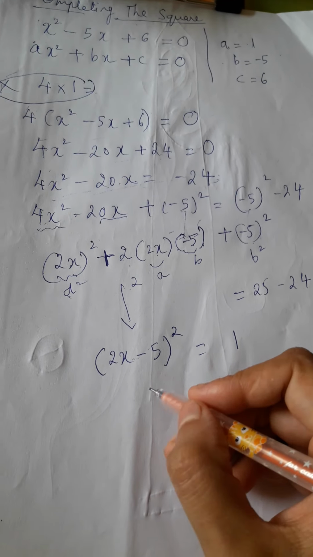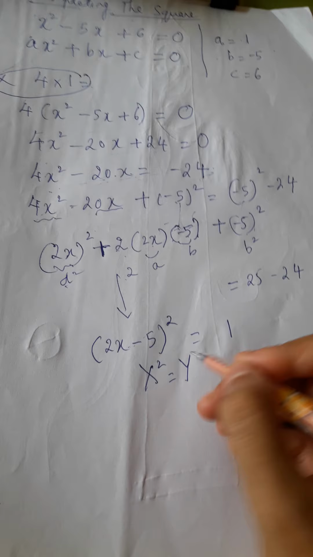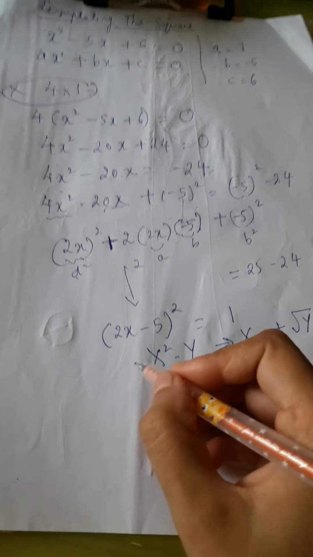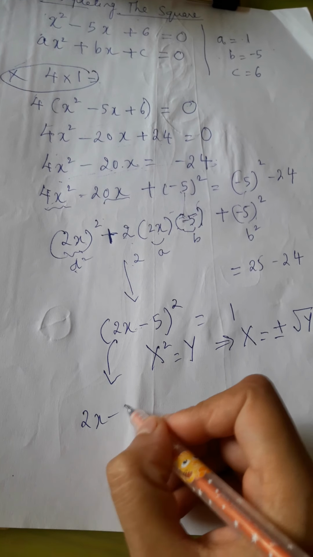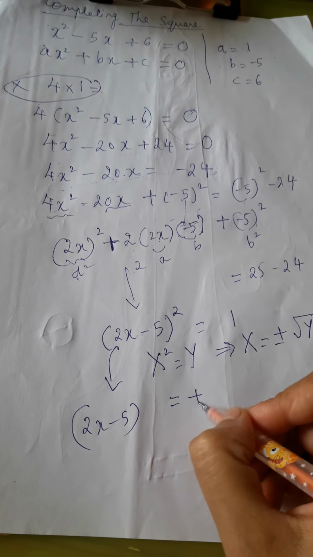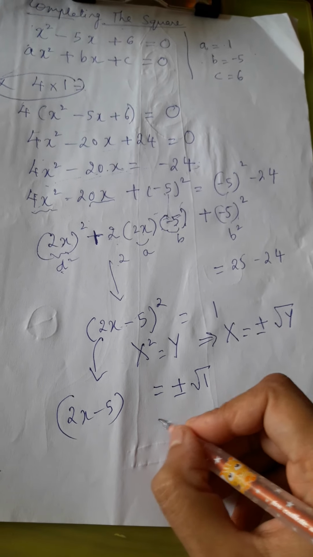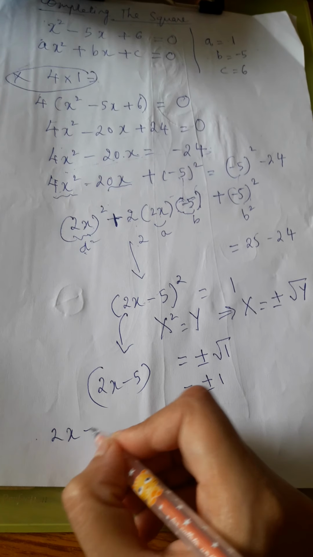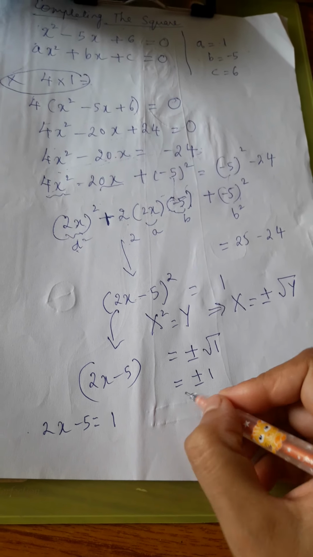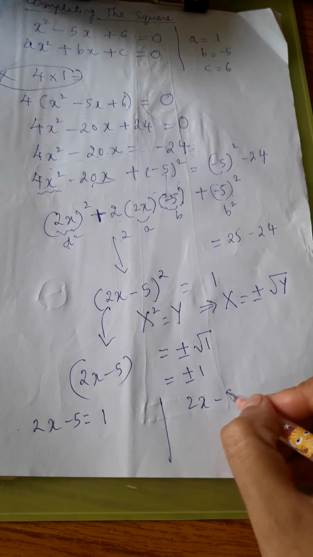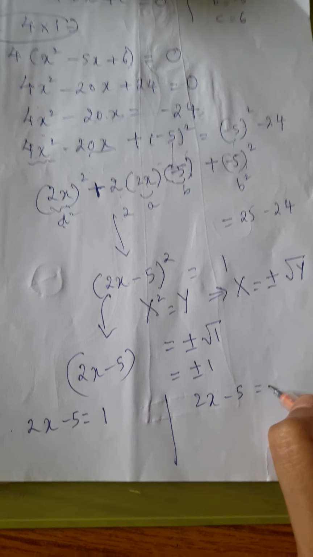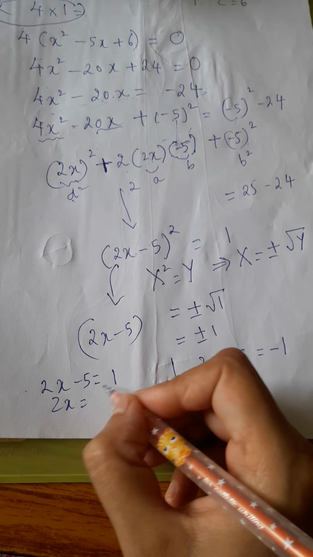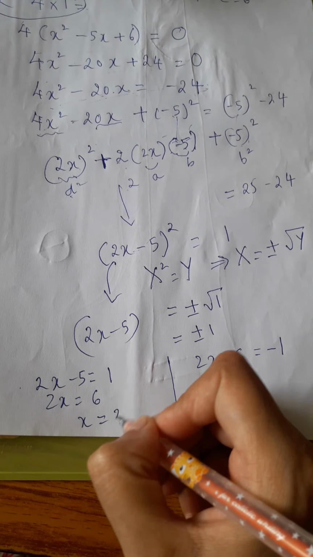And there you go. I told you if capital X square is equal to y, it implies X is equal to plus or minus root of y. So that's what I'll do here. 2x minus 5 is equal to plus or minus root of 1. Root of 1 is 1. Alright. So 2x minus 5 is plus 1 or 2x minus 5 is equal to minus 1. Taking the case of plus 1, minus 5 goes as plus. 5 plus 1 is 6. So x is 6 by 2, which is 3.